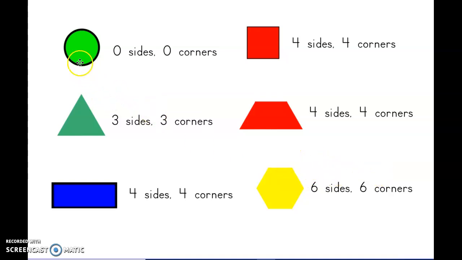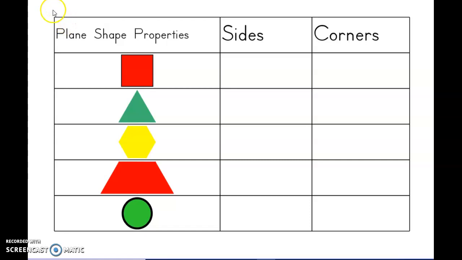So for today's activity in Seesaw for math today, you're going to do a couple of things. The first thing will be to complete this plane shape properties chart. So you can either type or write in the number of sides and the number of corners for each of these plane shapes. So here we have our square. I would come over here and write the number of sides that a square has, and then the number of corners that a square has. And you'll do the same for the rest of the plane shapes.